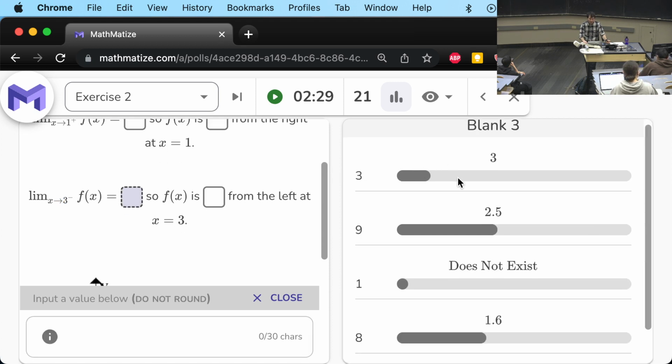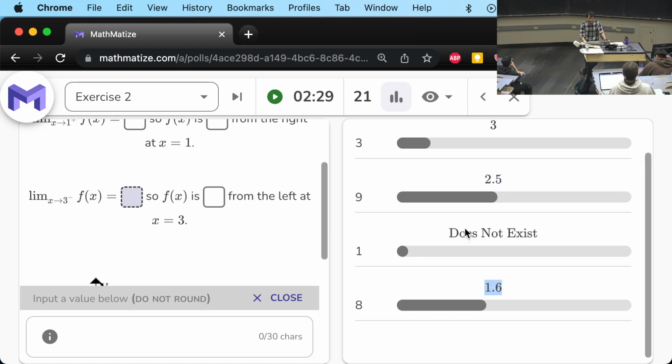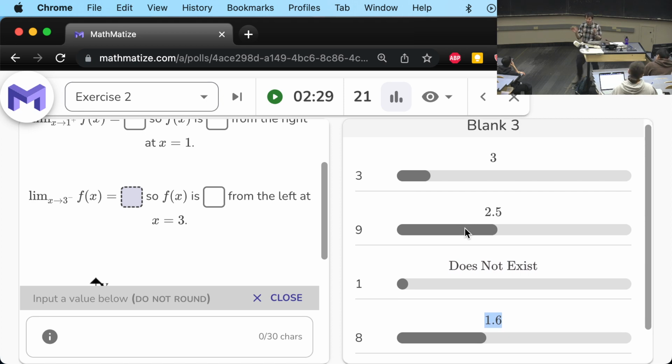OK, this time we're more split. So 3 people are in 3. 1 person is in does not exist. 9 people are at 2.5, and 8 people are at 1.6. So very nice split here. Out of 21 people, it's basically 50-50 between 1.6 and 2.5.